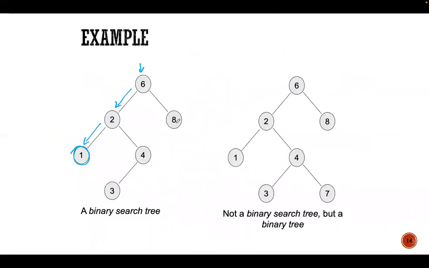We should look at it here actually. If we want to make it a binary search tree, we have to move 7 here. Then you can see that the rightmost node here is 8 with the highest value, and here also.